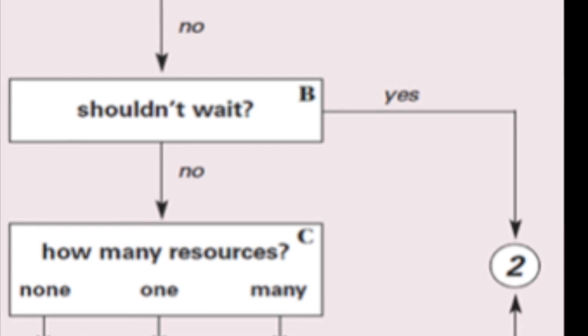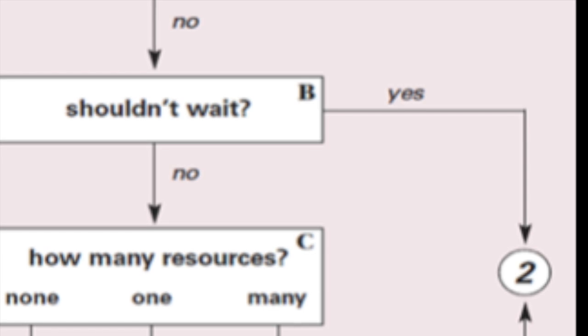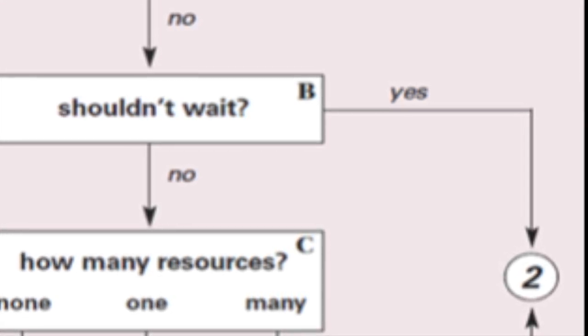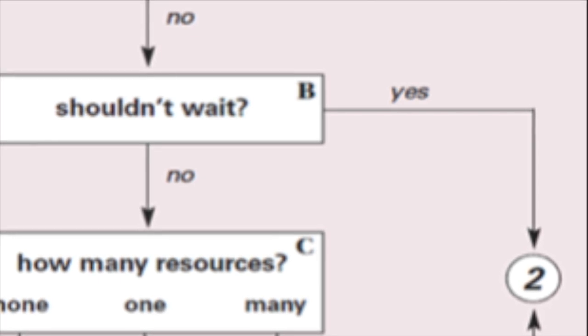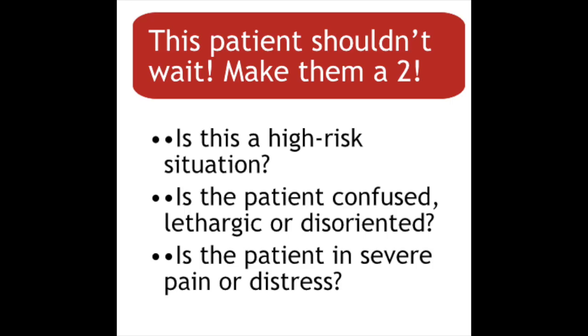The patient may be potentially worsening, so they should not wait more than 10 minutes so that the doctor can go ahead and start any kind of additional orders, whether it's imaging or medication. Another way to think about it, the triage nurse knows that this patient should not wait, so they make them a priority 2. So the idea is that this could be a high-risk situation.